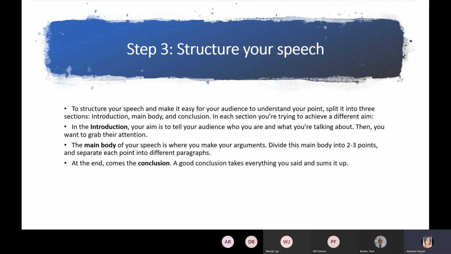The main body of your speech is where you make your argument. So divide this main body into 2 to 3 points, and each separate point is a separate paragraph. So that's where you'll find your 2, 3, maybe 4 paragraphs. And at the end comes your conclusion. A good conclusion takes everything into consideration, sums it up, and then you can give it a for or against if you want to. And that again is your level 2 criteria.